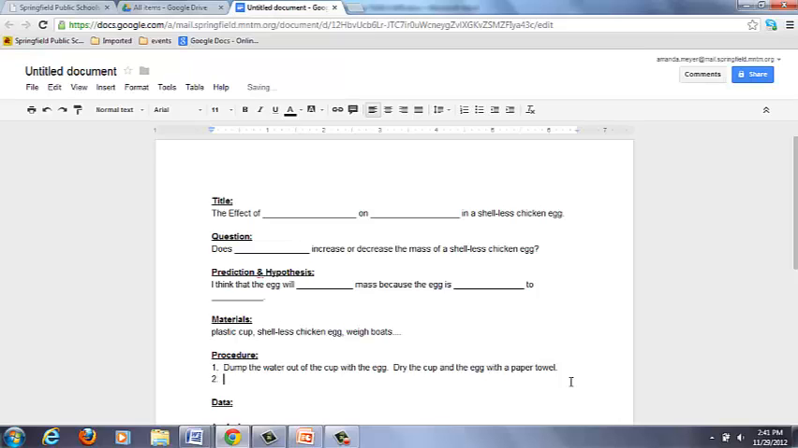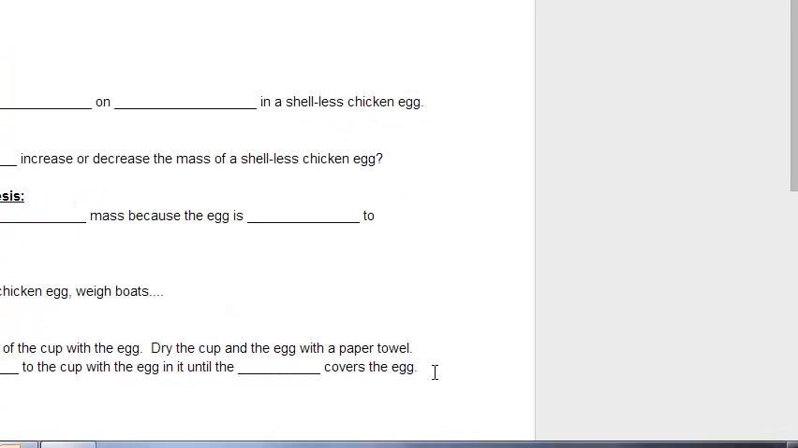Now we're on step 2. Add, now whatever your liquid is, I don't know what it is, so you have to fill that in, to the cup with the egg in it until, how much do we add? The liquid, whatever it is, covers the egg. Okay, now we're on to step 3. Step 3 was to let it sit overnight, right? So let the egg sit in whatever your liquid was for 24 hours.